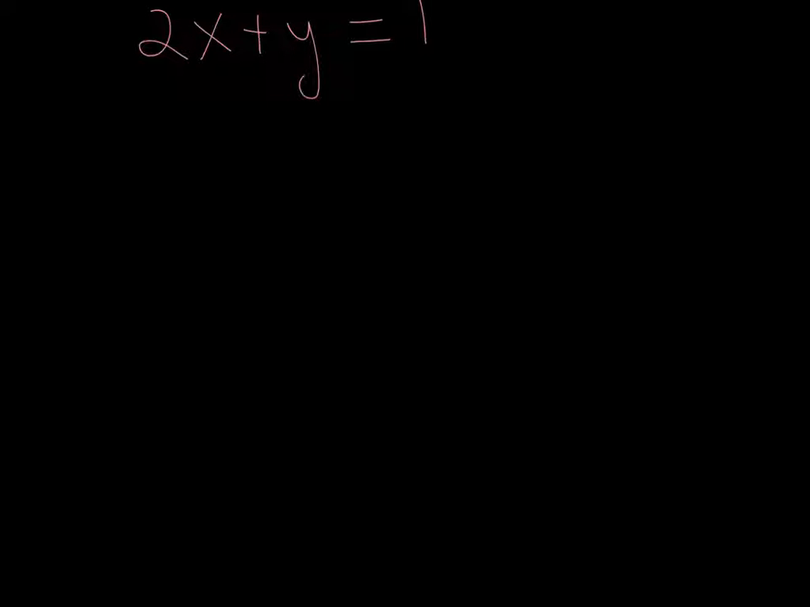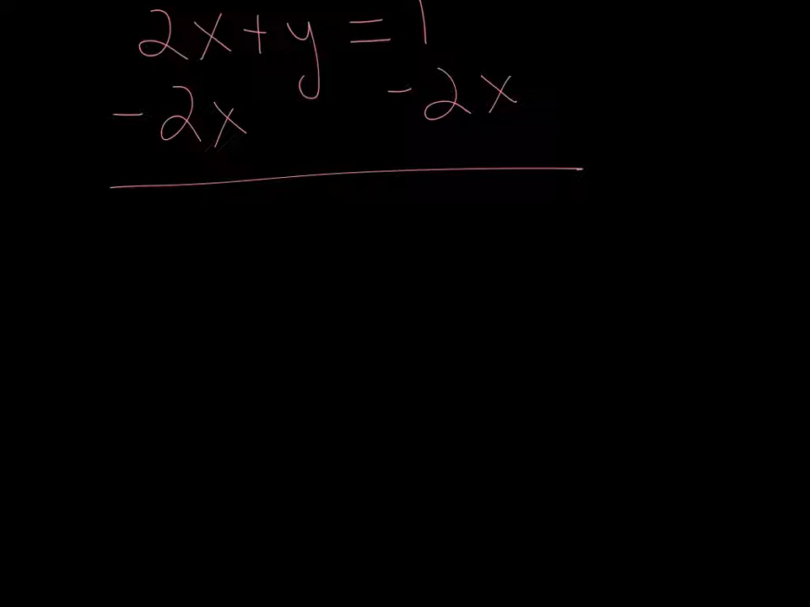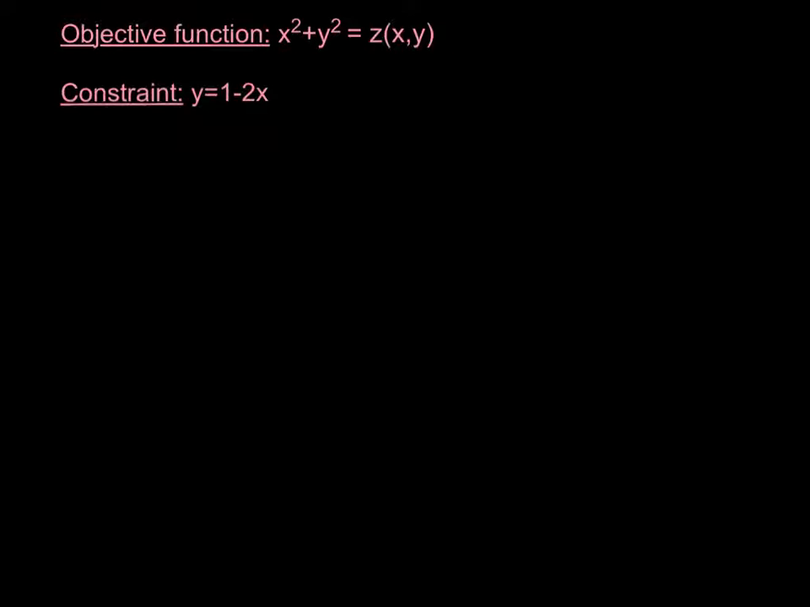Now let's subtract 2x from both sides. So we get y equals 1 minus 2x. We will now take this y and substitute it into our objective function. Our original objective function is x squared plus y squared equals z of xy. Now let's rewrite our objective function with the y we just solved for in the last slide.